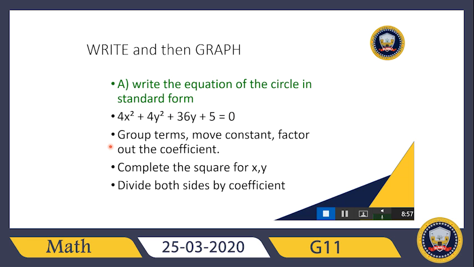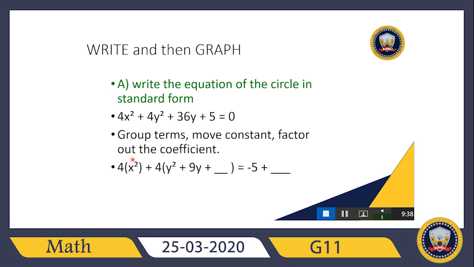Okay, so the first step is to group the terms together, and we move this constant to the other side. We complete the square for x and y, and we have here an extra step. He's saying divide both sides by the coefficients. So guys, let's take a look at this 4 here and the 4 here. Normally, when we have a circle, we don't have any coefficient for x squared and y squared. So we have to get rid of these coefficients. How? By just dividing both sides by these coefficients. So let's try to do this example.